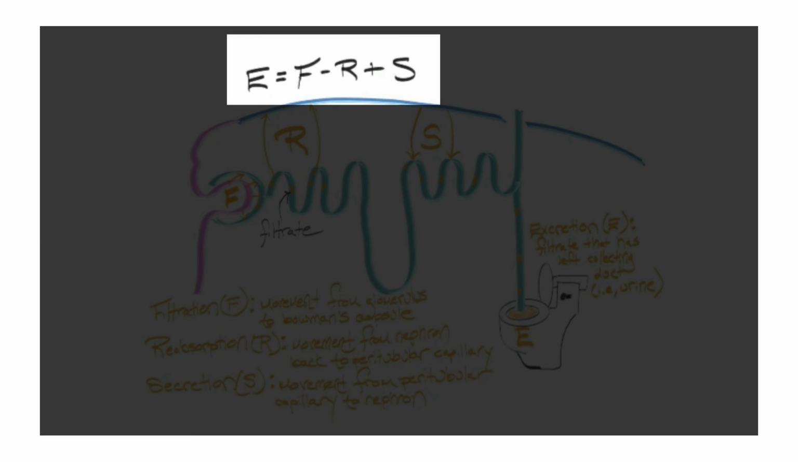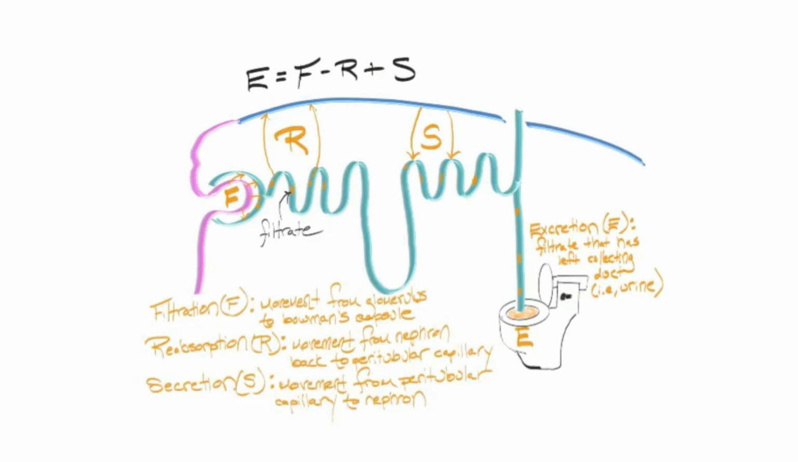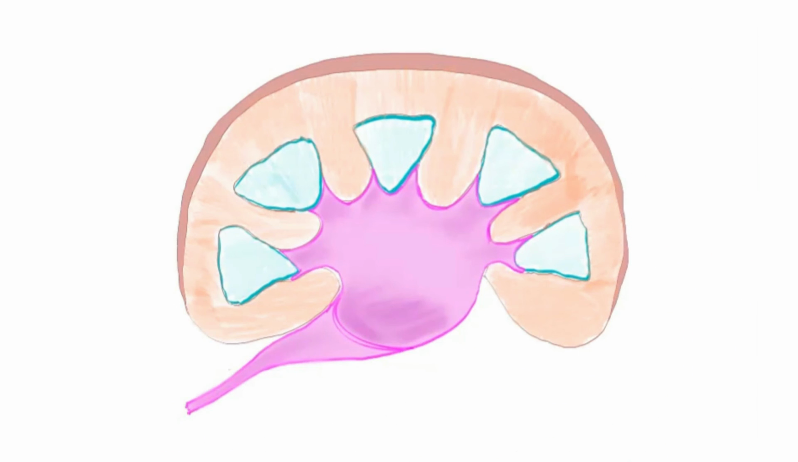And to be clear, 99% of that daily filtrate ends up getting reabsorbed back into the body. I realize I haven't talked about the functioning of the loop of Henle. It's mildly complex at this point, but we'll touch on it a bit in a later video. Okay, so let's take a closer look at the kidney here.